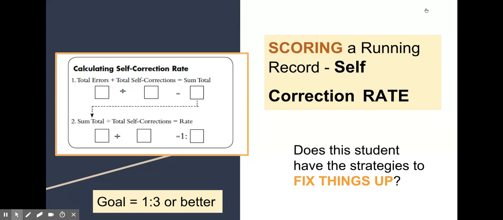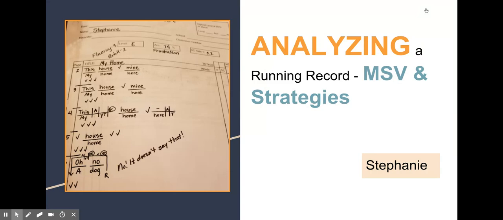In the Put It Together section, there were 6 errors and 2 self-corrections. So using the corrected formula, there were 8 times total that the student might have fixed things up. Out of those 8 opportunities to fix things up, they fixed things up twice. So the ratio is 1 to 4, and that's not good enough. We want 1 to 3 or better.